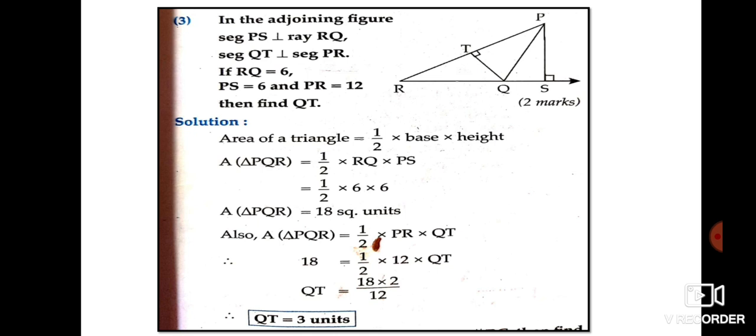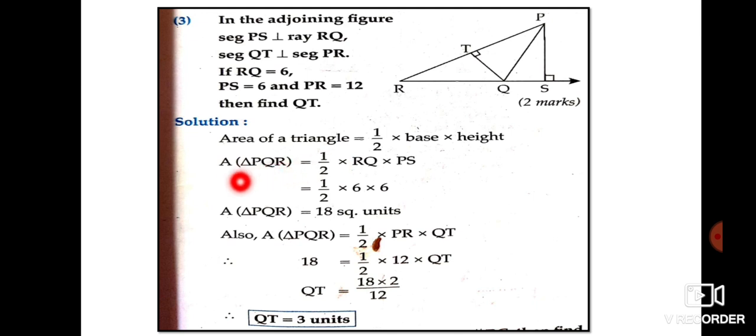In the adjoining figure, seg PS is perpendicular to ray RQ and QT is perpendicular to ray PR over here. They are given the value of PS to be 6, PR to be 12 and RQ again to be 6. Find the value of QT. Now we know that the area of a triangle is half into base into height.